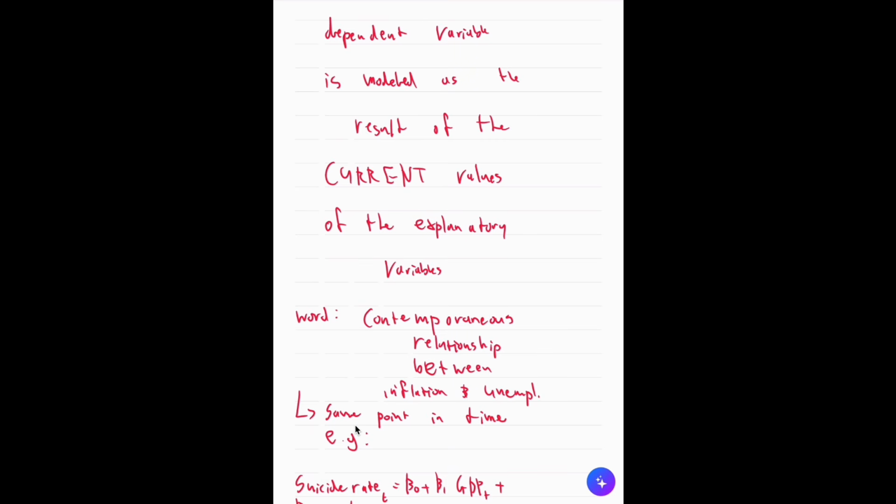Okay, and then a word here is, we can say that there is a contemporaneous relationship between inflation and unemployment. So what does that mean?